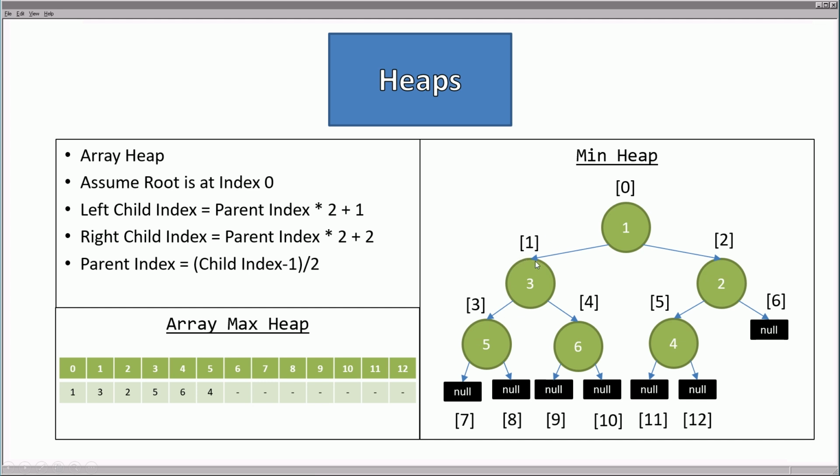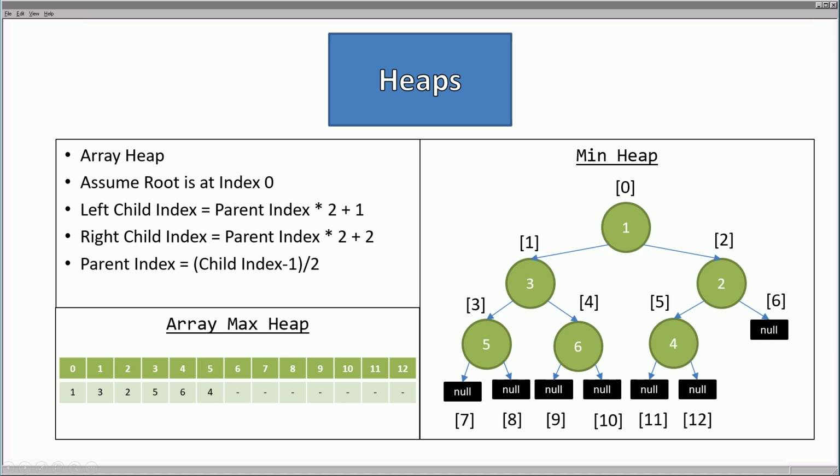So if we were at index 1, right here, and we needed to get the left child, if we do 2 times 1, which is 2, plus 1, that's index 3, that's the left child. Likewise, if we multiply this times 2 plus 2, we get the right child. Now, if we were right here at the right child and we needed to access the parent's index, what we do is subtract 1 from 4, which is 3, and then 3 divided by 2 is 1.